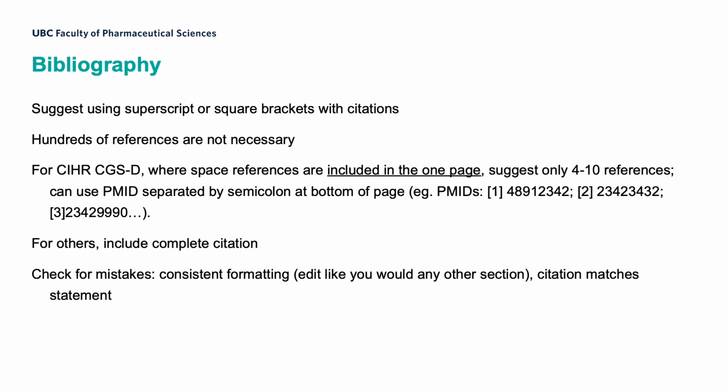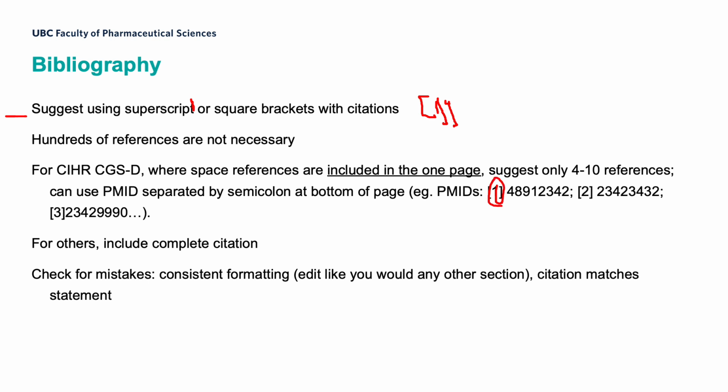And then lastly, for the bibliography, I have a few suggestions. The bibliography is quite different depending on whether it's a CIHR CGS-M, CIHR CGS-D, NSERC CGS-M, or NSERC CGS-D. But in general, I suggest using a superscript notation or square brackets for the in-text citation, like this. Square brackets like here.